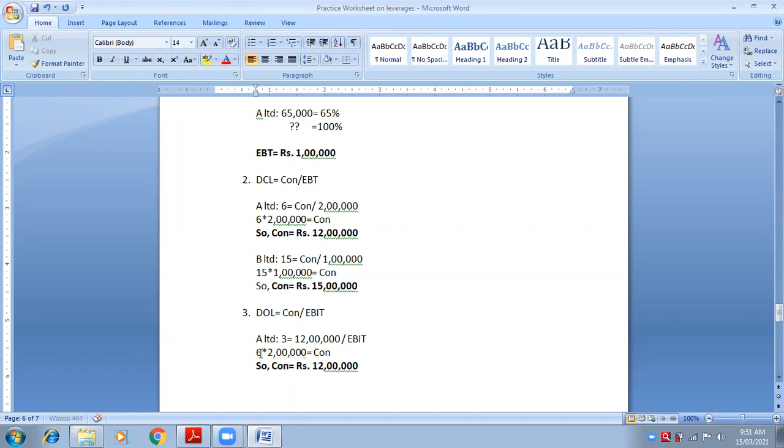So what we will do here, 3 into, because this is 12 lakhs divided by EBIT. So 3, sorry, 12 lakhs, it is 12 lakhs only, no?